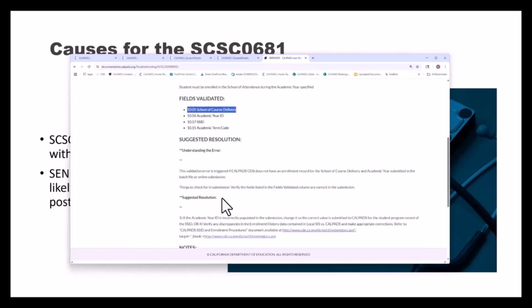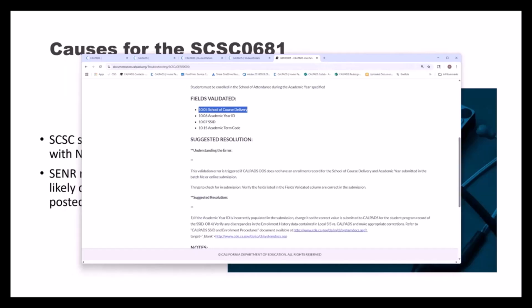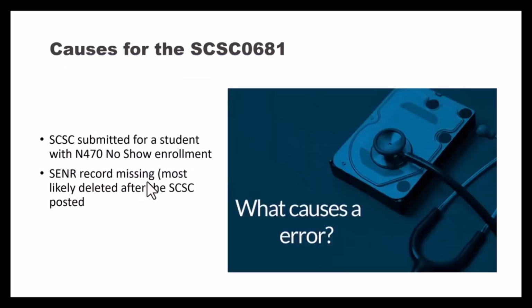So most likely, if you are missing an enrollment record for SCSC data discrepancy or the SCSC0681 data discrepancy, the enrollment record was deleted after the fact. The GER 5 should prevent it from being submitted and posted if there's no enrollment record in the first place.